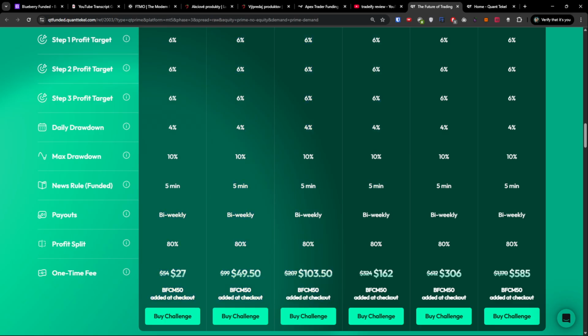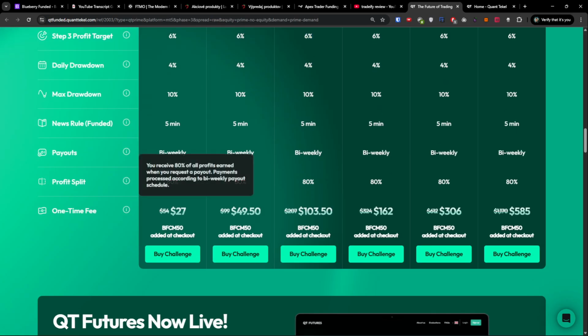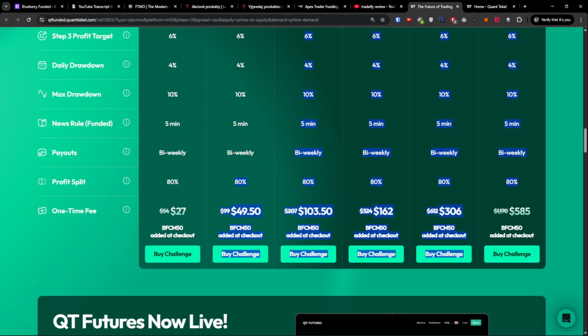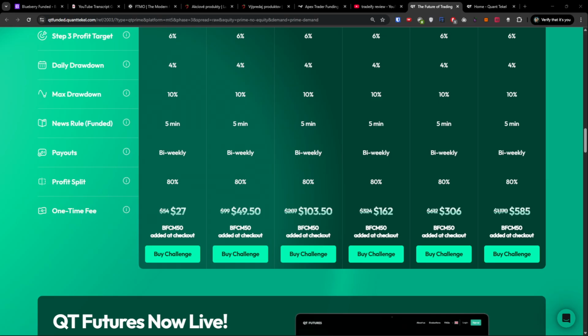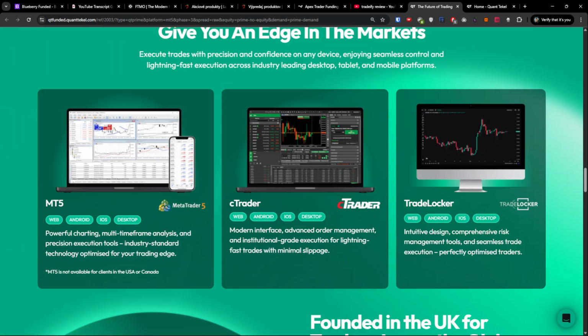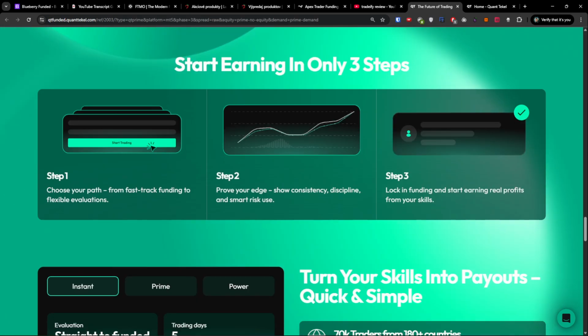And then the payouts are going to be bi-weekly, and the profit split you can have is 80%. This is something you have to be aware of because some offer more than 80%. And then you can have a one-time fee, which is going to be $27, $49, $103. Some of these are monthly, but here you see that you're going to have it on one-time fee. So that's another thing that you have to be aware of.